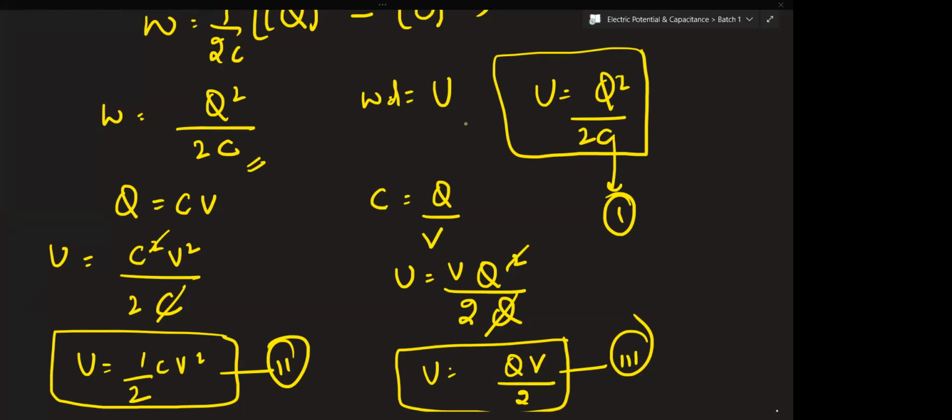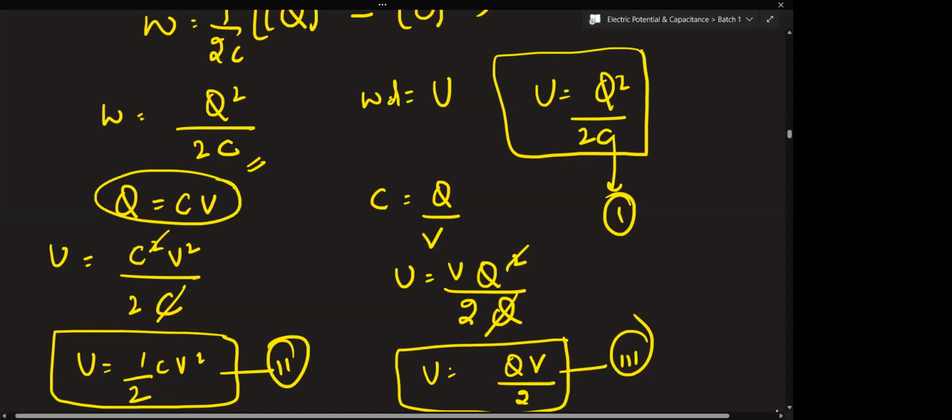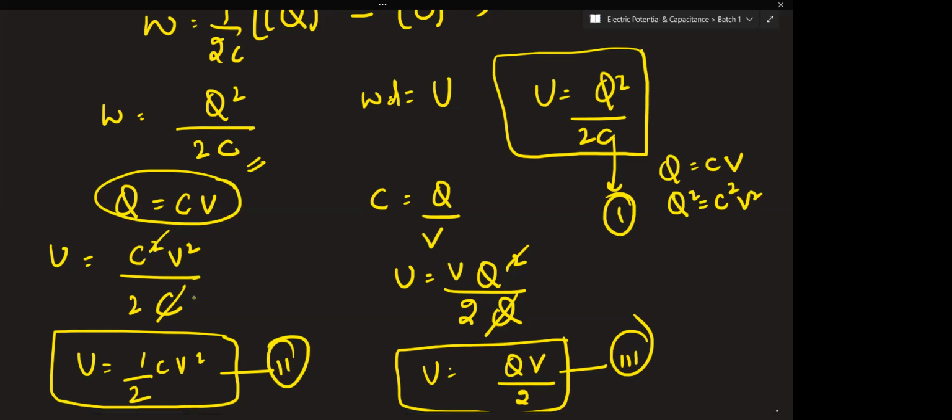See, Q is equal to CV. This formula you must be knowing. So instead of Q, put CV. If Q is equal to CV, Q square will be C square V square. So I put C square V square instead of Q square, and in the denominator I had 2C. So in this formula I put Q is equal to CV, and I was left with half CV square.